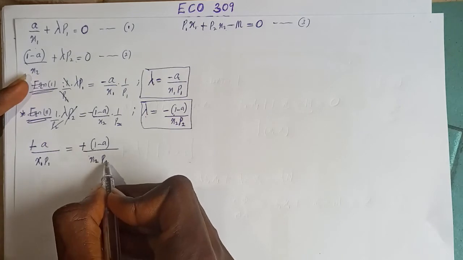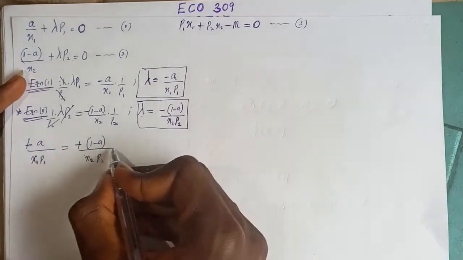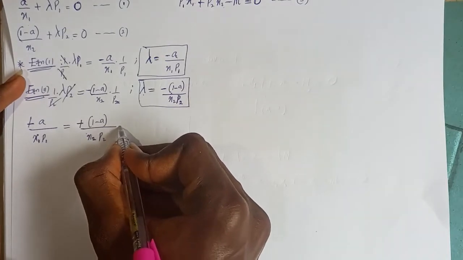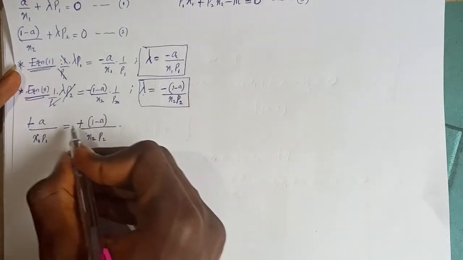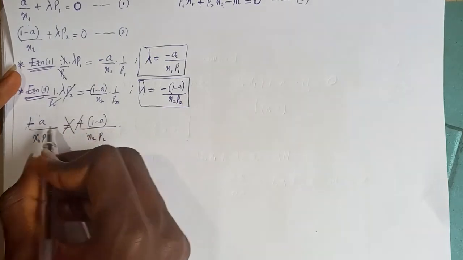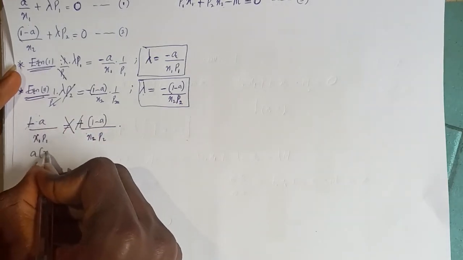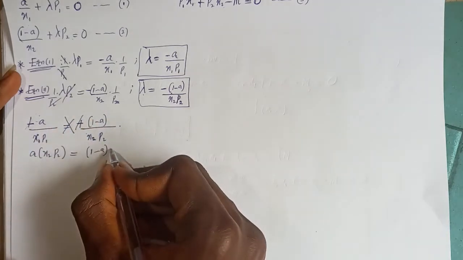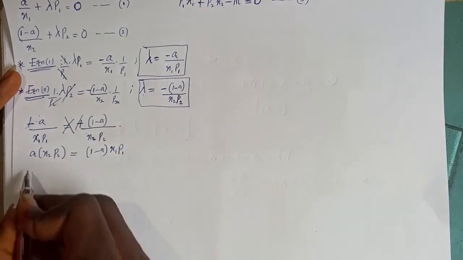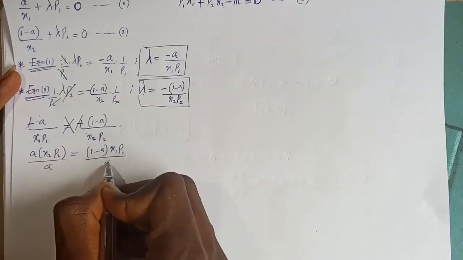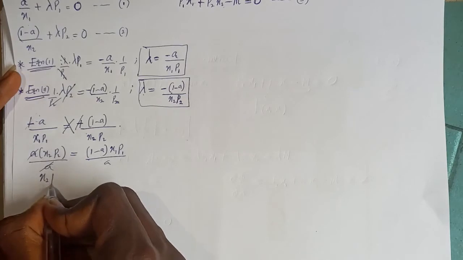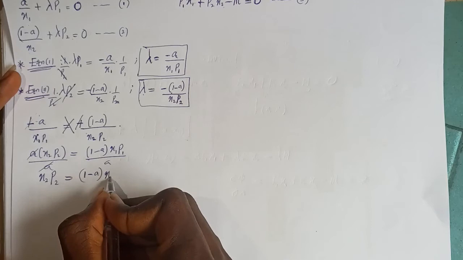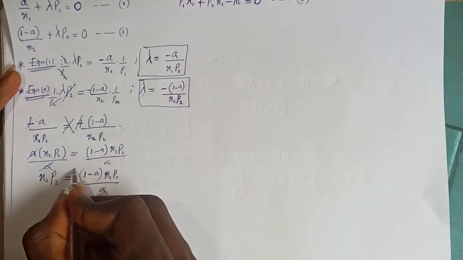So let's make x2 p2 the subject of the formula. You can easily do that by saying multiply both sides by x2 p2. Okay, so just cross multiply. This minus cancels minus, I have a times x2 p2 equals 1 minus a times x1 p1, right? So when I divide both sides by a, I'll end up having x2 p2 to be equal to 1 minus a of x1 p1 over a.